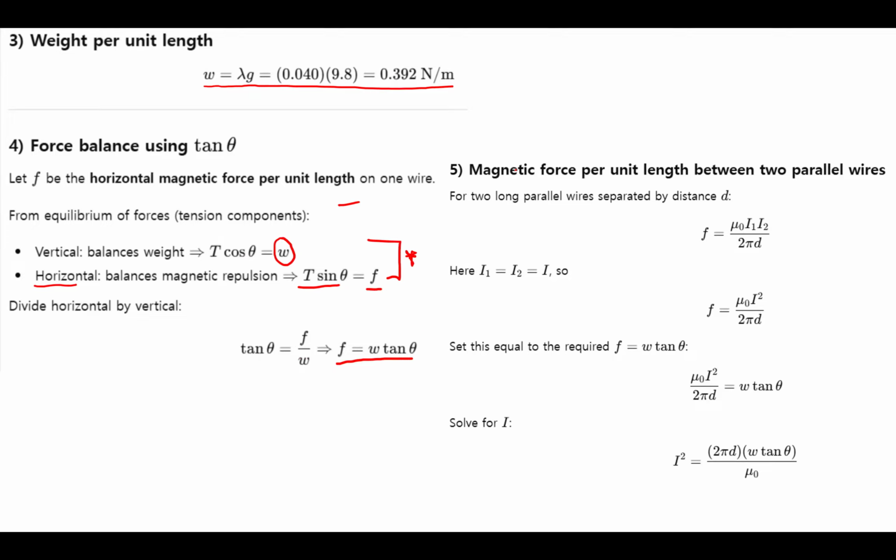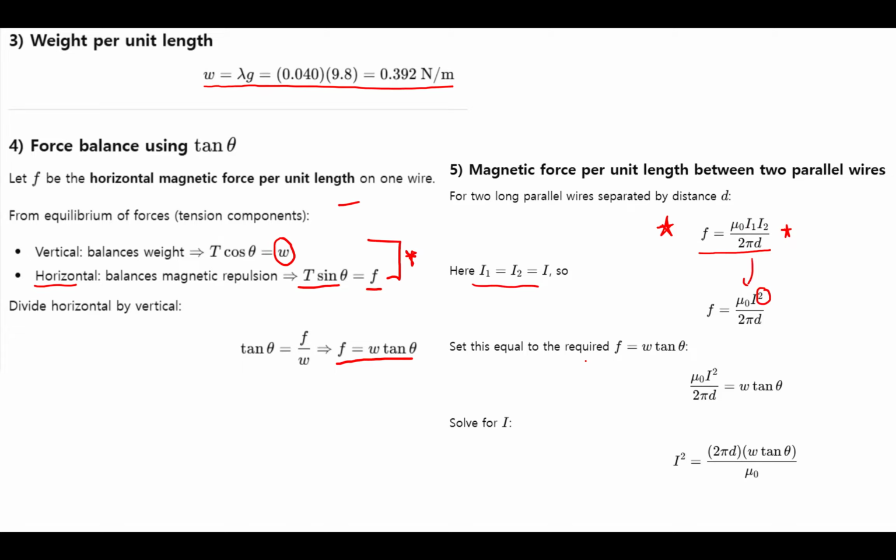The magnetic force per unit length between the two parallel wires is given by this one. Note that this is the magnetic force between the two current carrying wires, so you need to remember these formulas. In the case where I1 equals I2 equals I, this becomes I squared here.